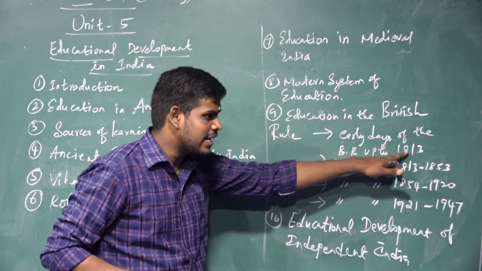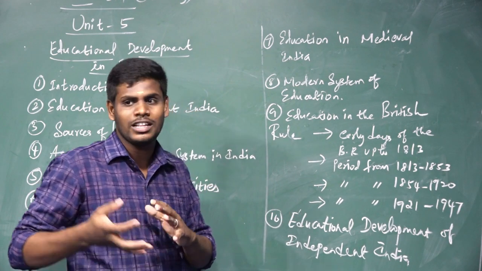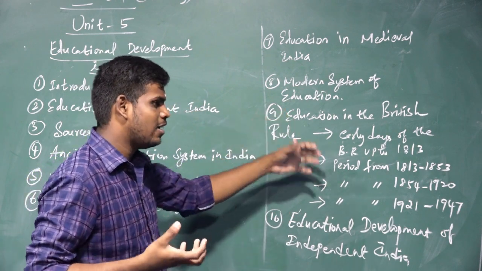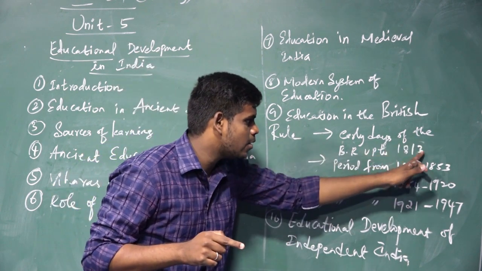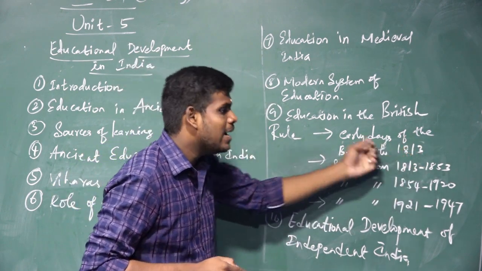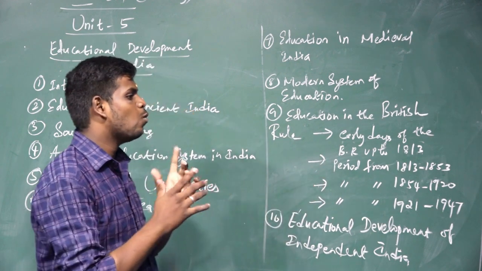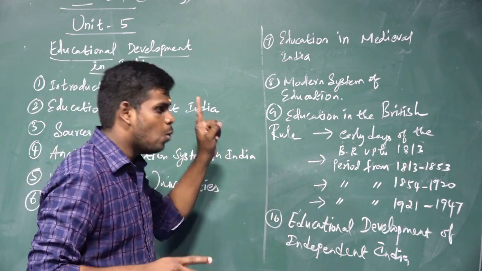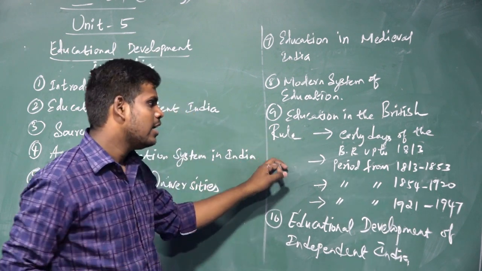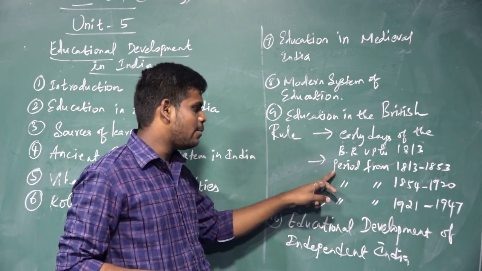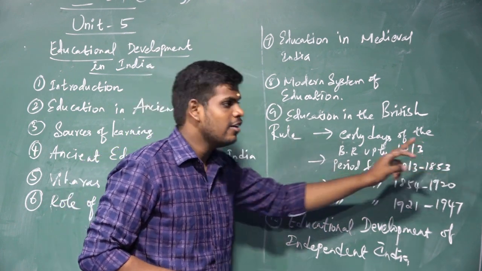The East India Company was compelled to accept responsibility for the education of all Indians. The Charter Act of 1813 made a provision for an annual grant of 1 lakh rupees for the promotion of education in India. That completes the first period. The second period is from 1813 to 1853.